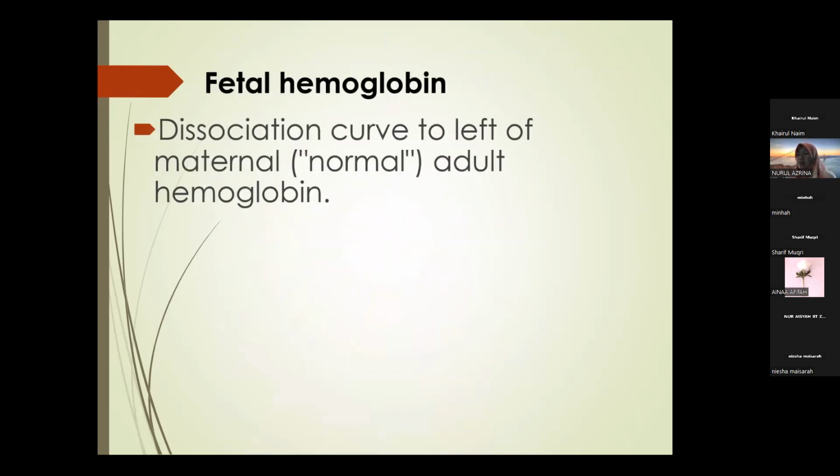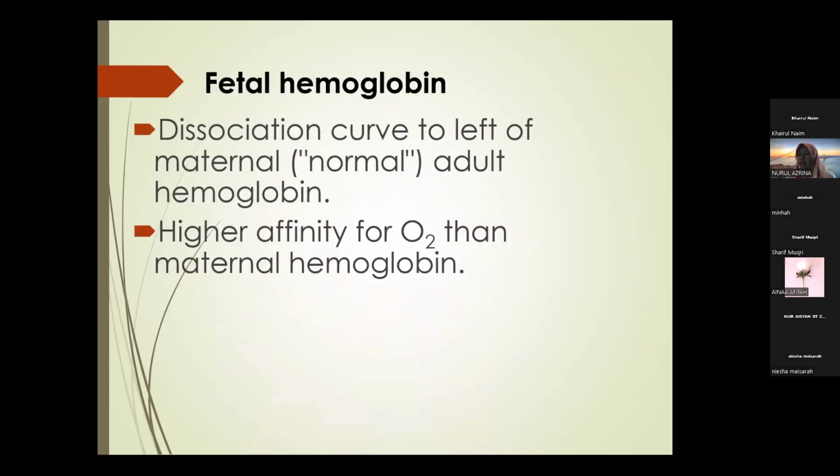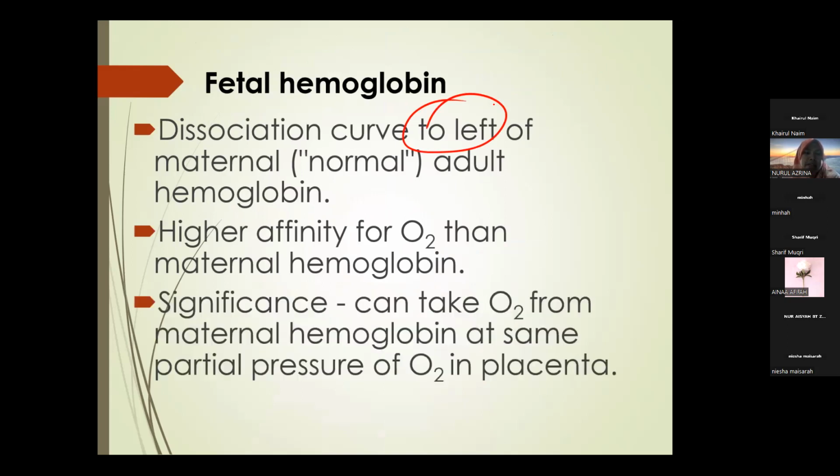So the fetal hemoglobin oxygen dissociation curve is to the left of the maternal hemoglobin. So the fetal hemoglobin has higher affinity for oxygen than the maternal hemoglobin. So it can take oxygen from the maternal hemoglobin at the same partial pressure in the placenta. All right? Okay.